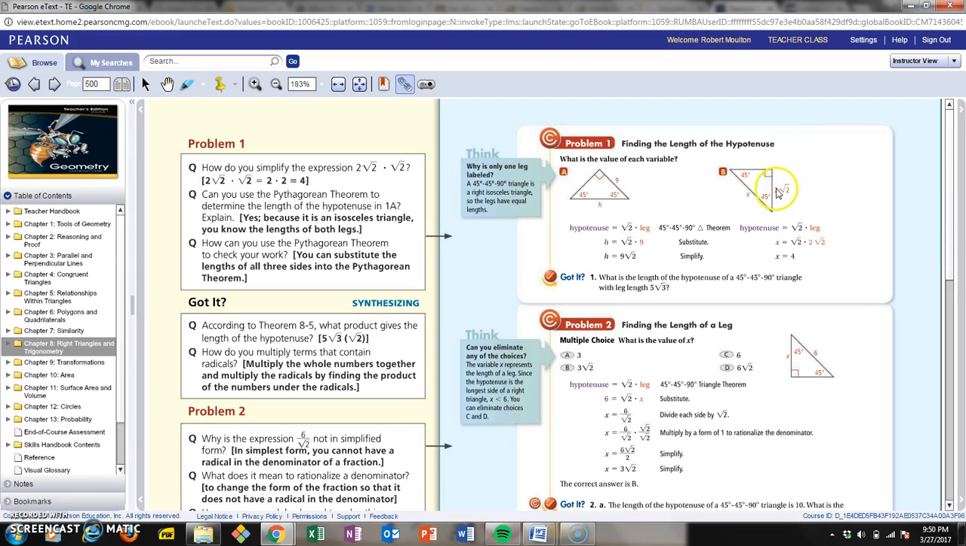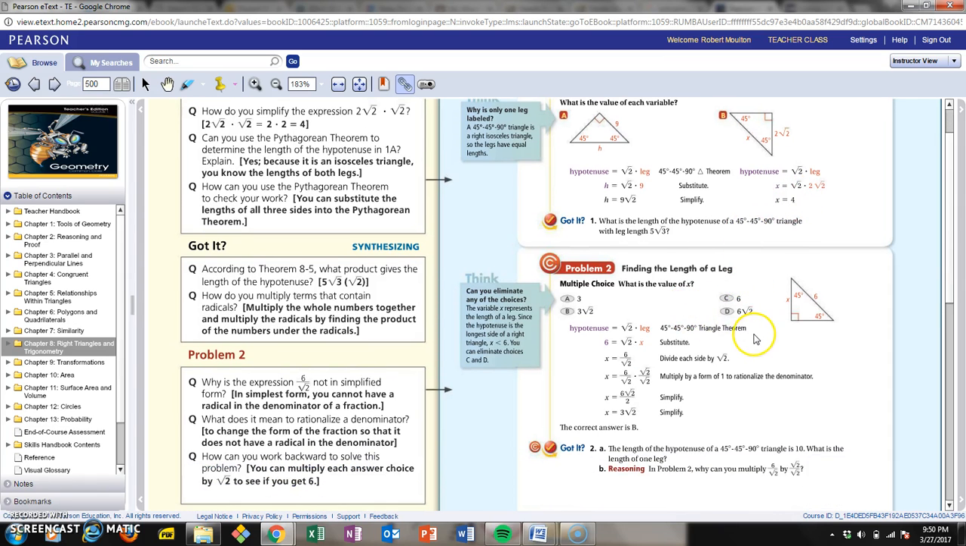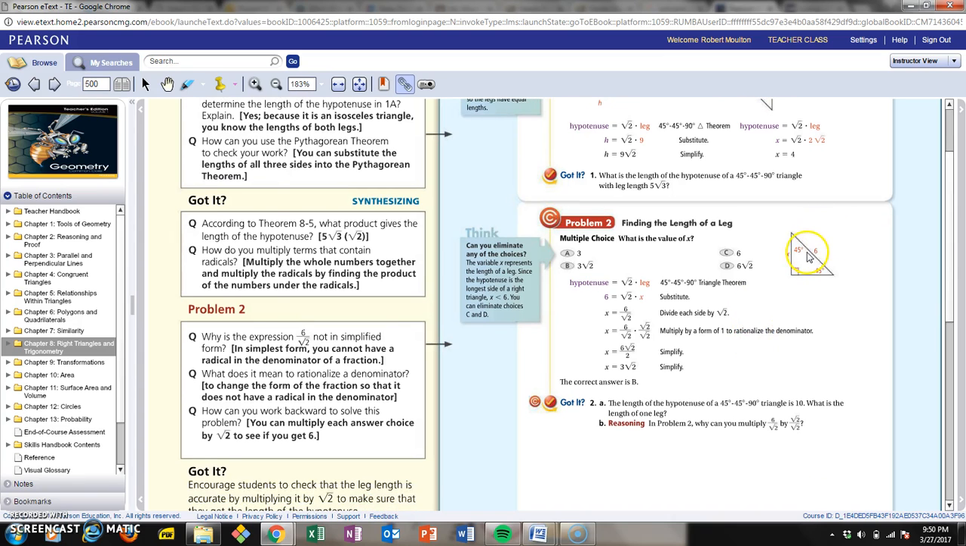Over here, similar thing. We have 2 root 2 for one of the legs. Therefore, the hypotenuse is this times square root of 2. What do you get? X equals 4. Good. Alright, what is the value of x? Basically the same exact type of problem.